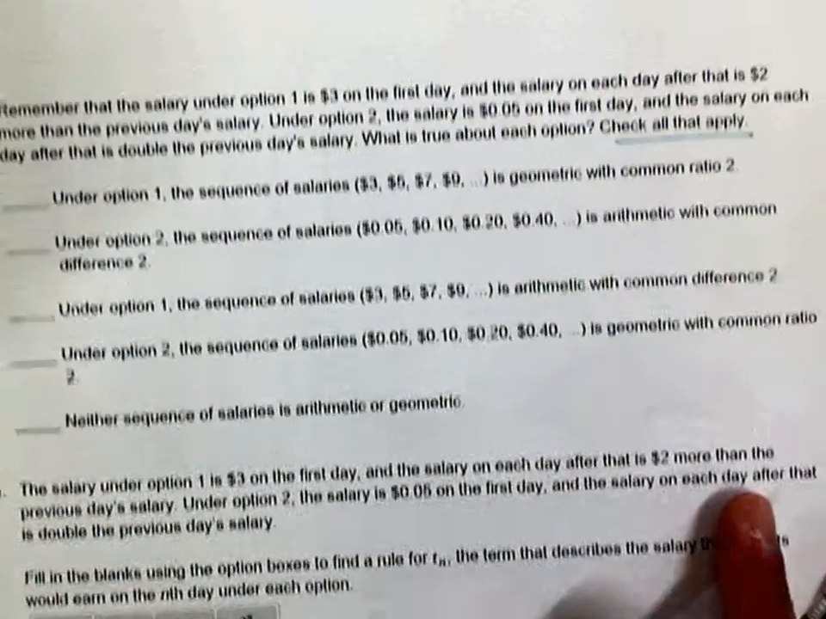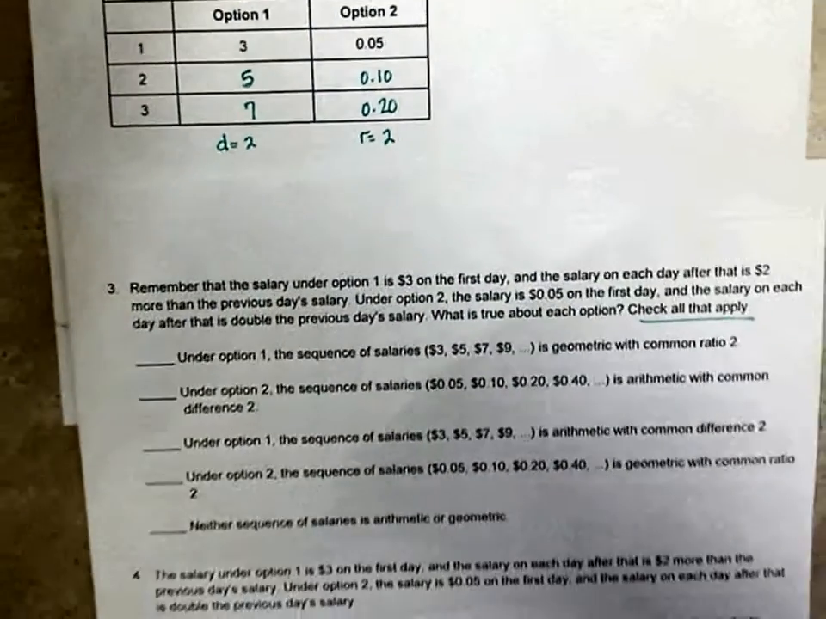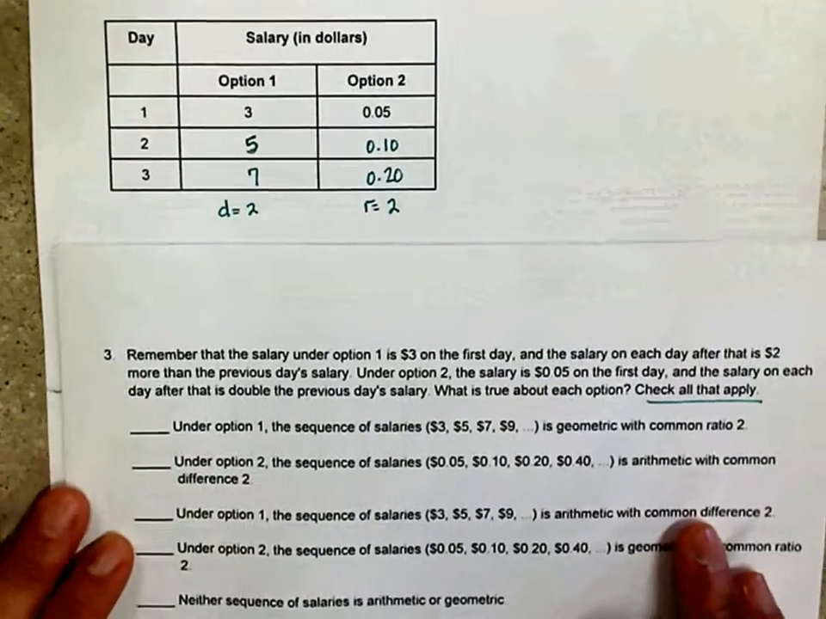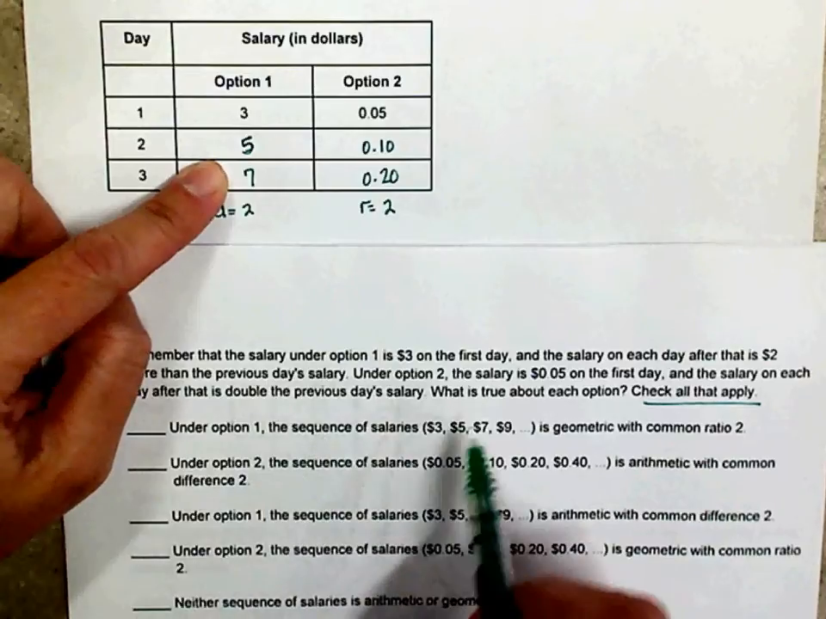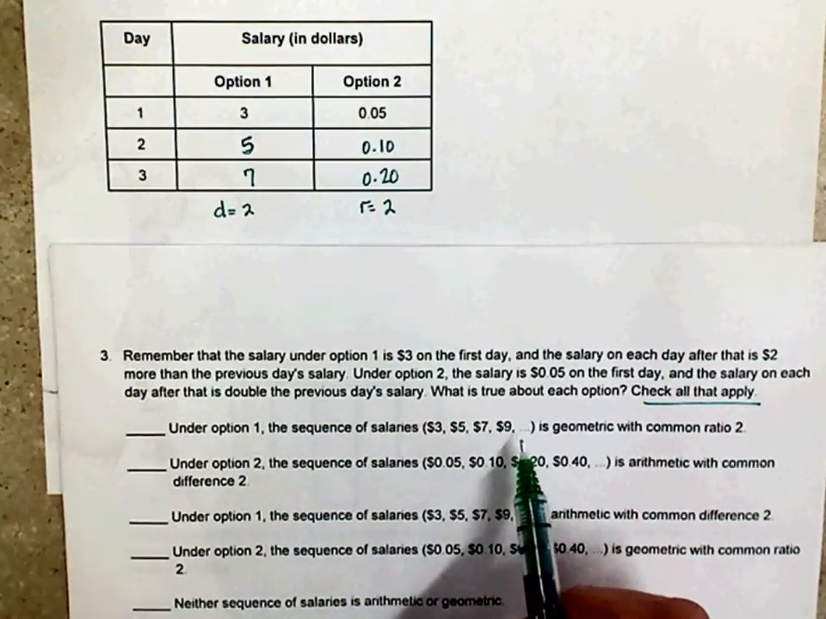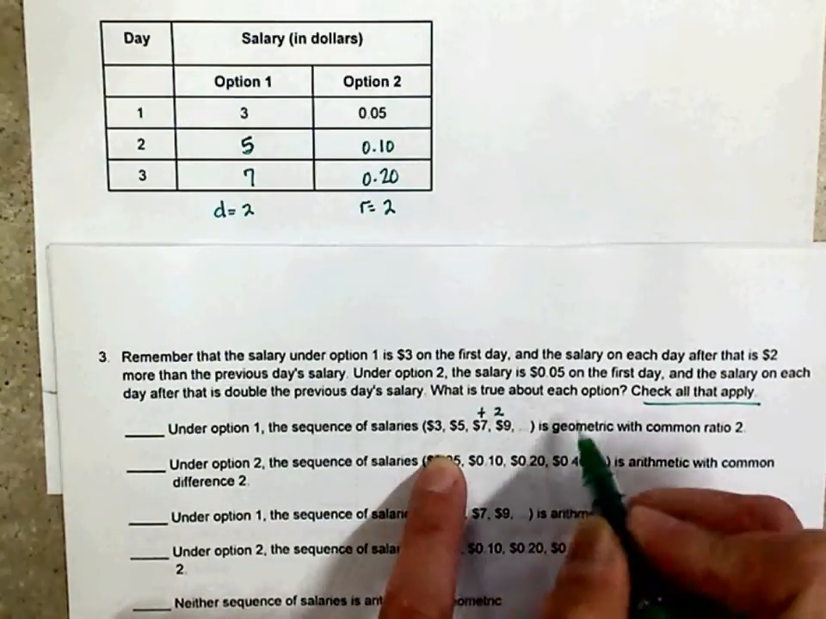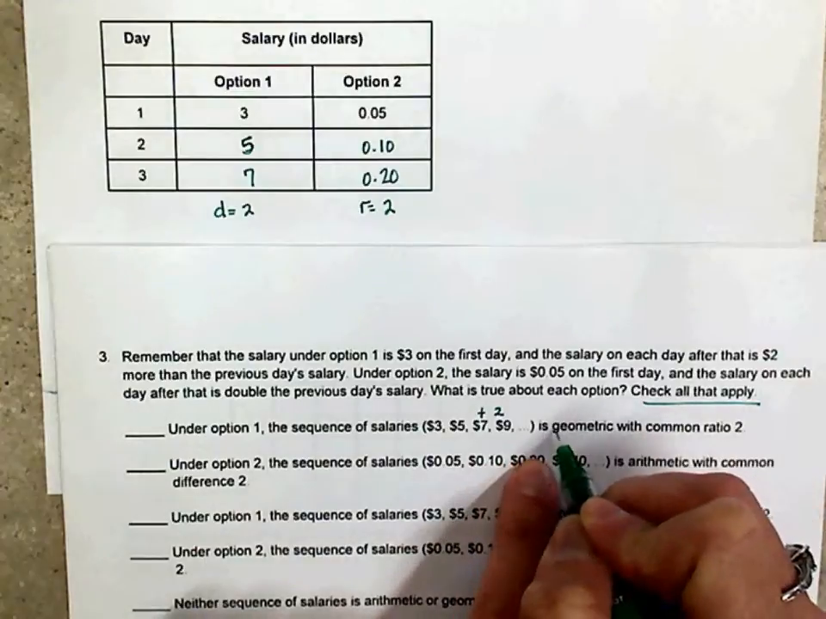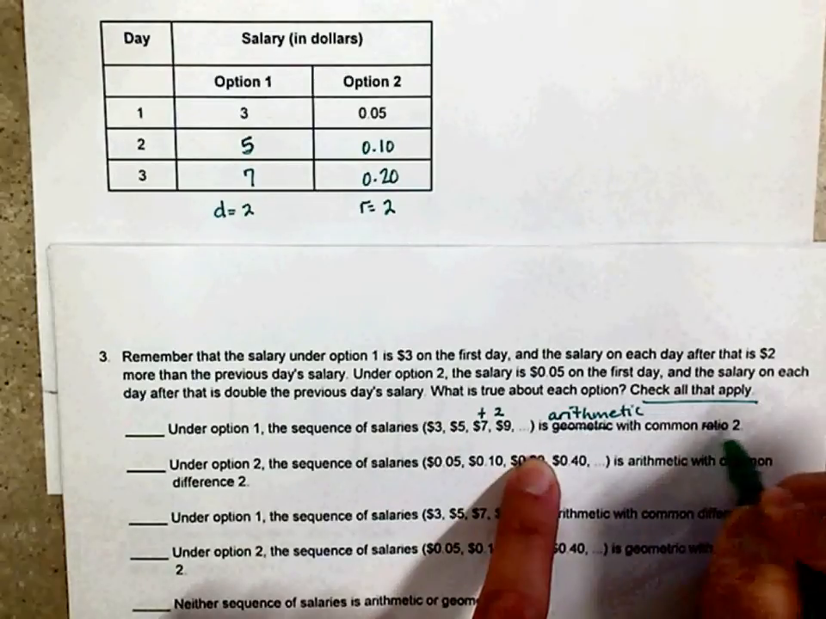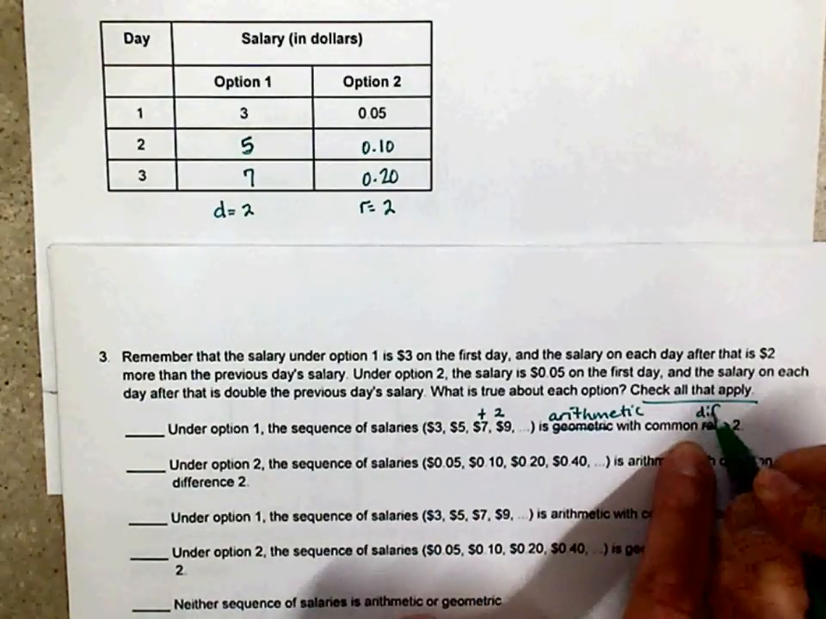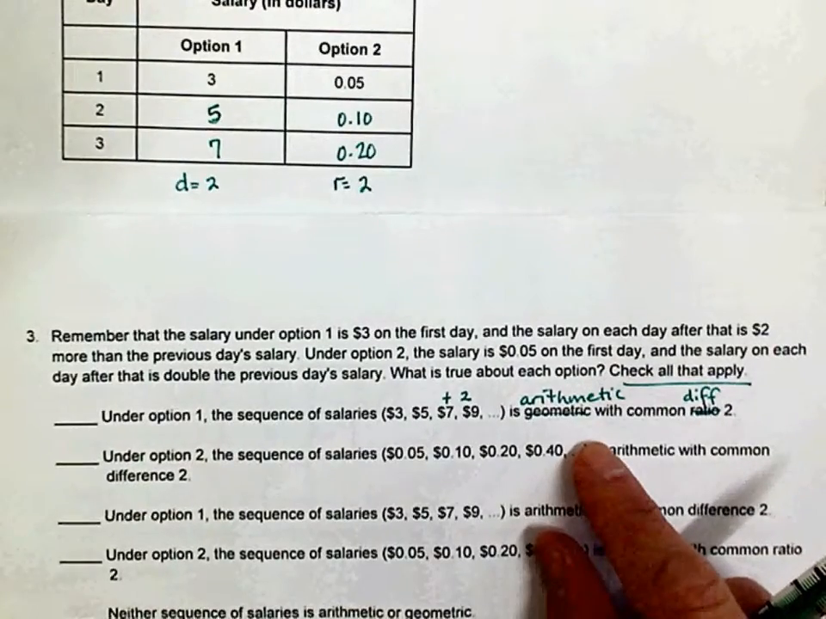So let's compare a little bit. I'm going to move this up a little so you guys can see. All right, here we go. Under option 1, that's right here. The sequence of salaries is 3, 5, 7, 9, going up by 2. Since I am going up by 2 every single time, is that geometric or arithmetic? That is not geometric, that is arithmetic, with a common difference of 2, not a ratio. So for that reason, this one would not be the correct answer, okay?